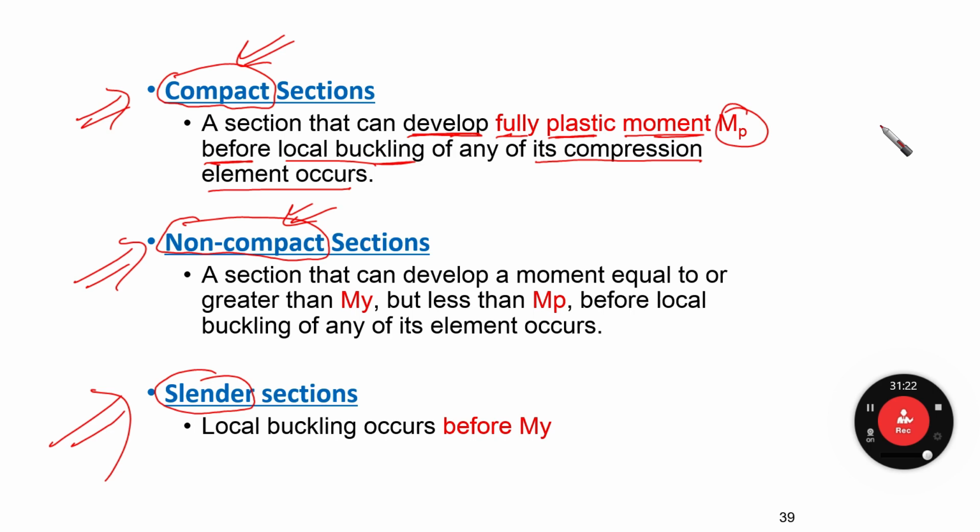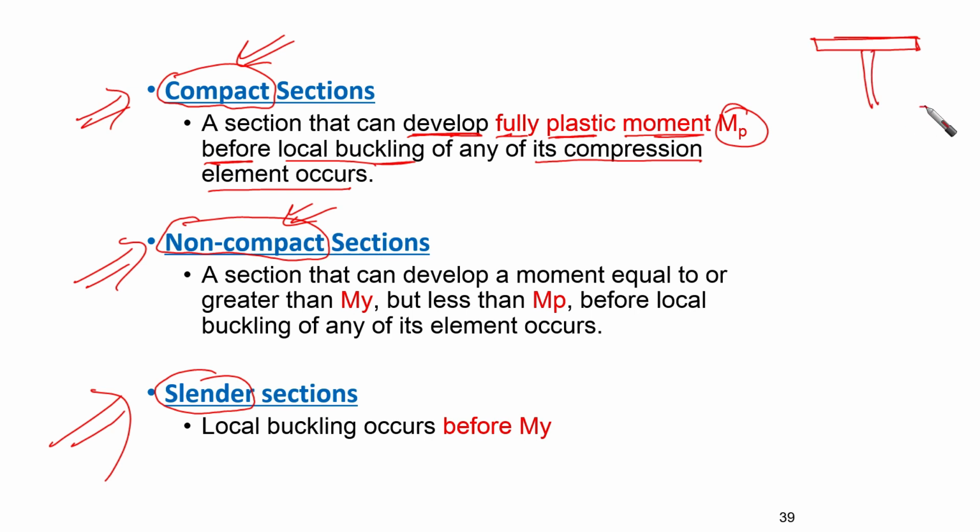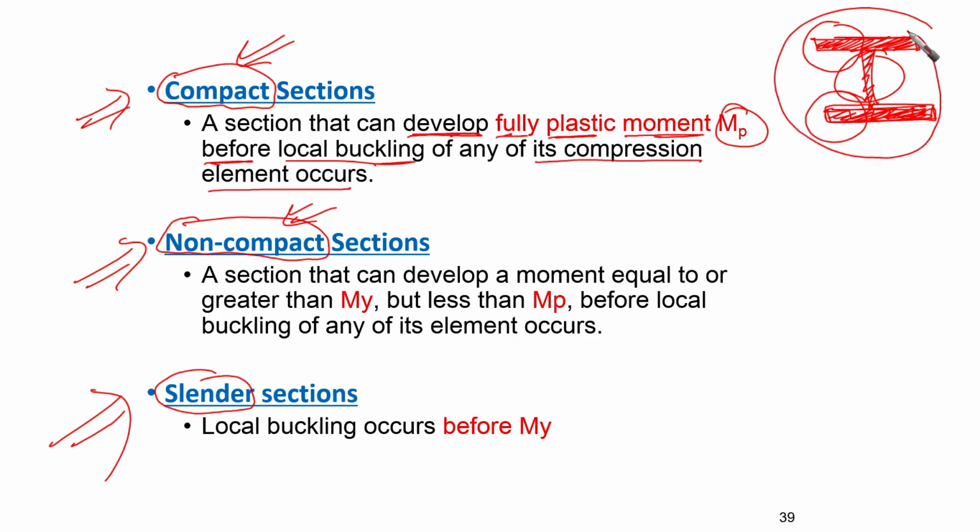This means that the full cross section is going to reach, and exceed, F yield before any of its compression parts, whether the flange or web or whatever, buckles. This means that the section is going to work with me to develop MP. And I'm not concerned and I'm not worried about any buckling of any of its compression elements.